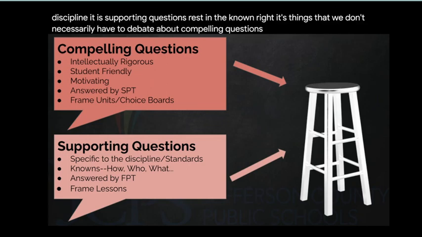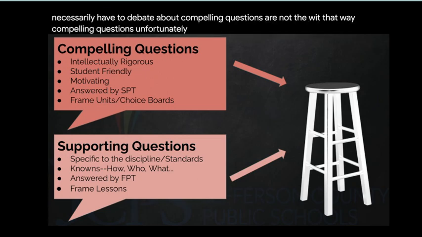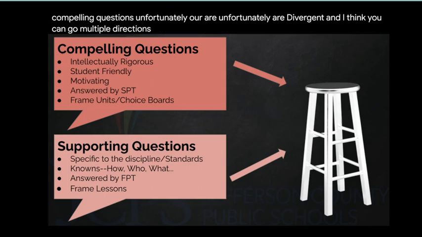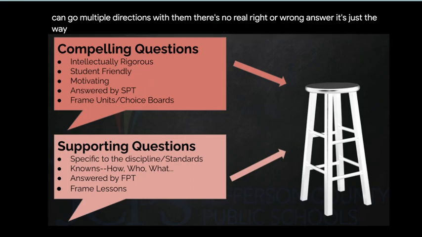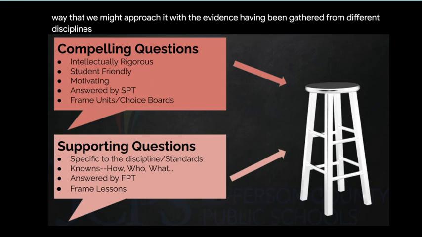Compelling questions are not that way. Compelling questions, unfortunately, are divergent in their thinking. You can go multiple directions with them. There's no real right or wrong answer. It's just the way that we might approach it with the evidence having been gathered from different disciplines. And then ultimately supporting questions are going to be answered by formative performance tasks.